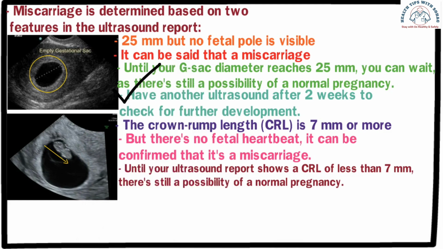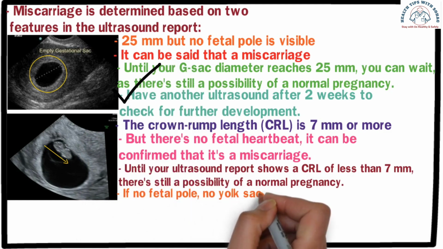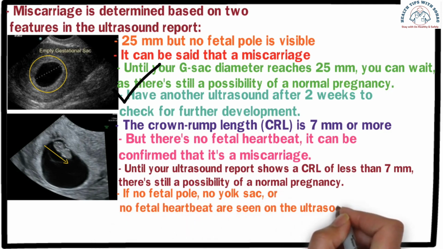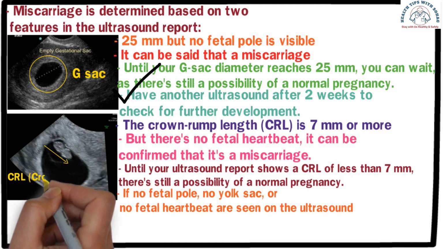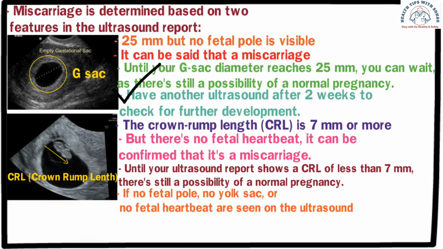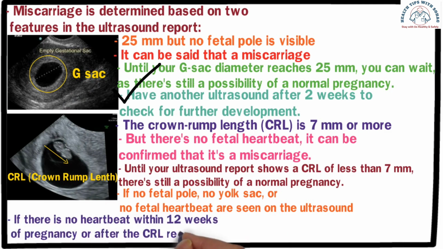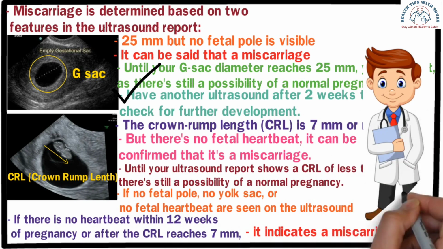Therefore, number 1, if no fetal pool, no yolk sac or no fetal heartbeat are seen on the ultrasound, please be patient and repeat ultrasound after 2 weeks. Number 2, keep an eye on the G-sac diameter and CRL in your ultrasound report to see if they are increasing. Number 3, if there is no heartbeat within 12 weeks of pregnancy or after the CRL reaches 7 mm, it indicates a miscarriage. Then it is necessary to follow the doctor's advice and terminate the pregnancy.